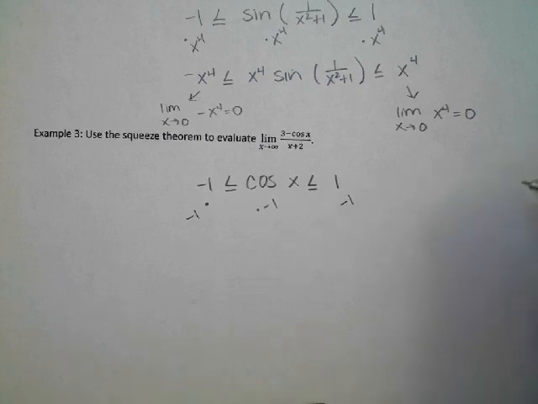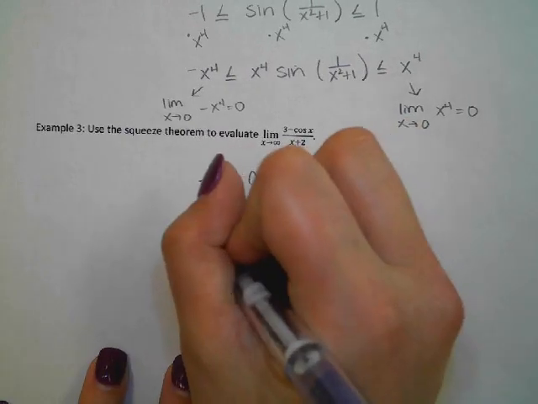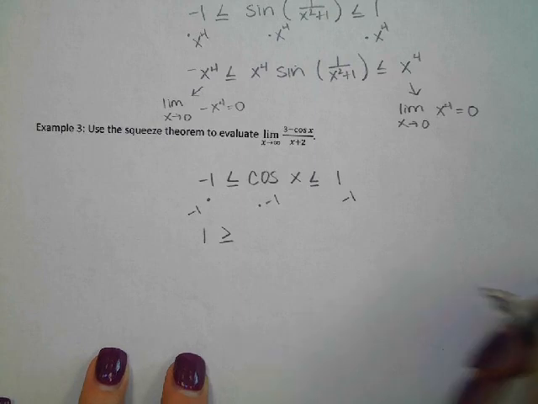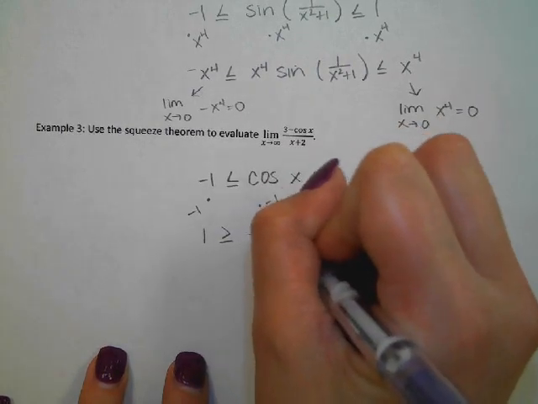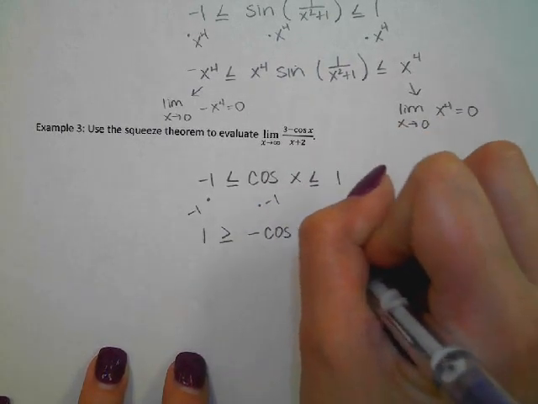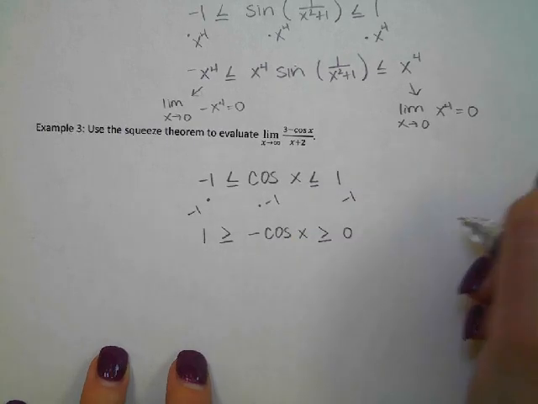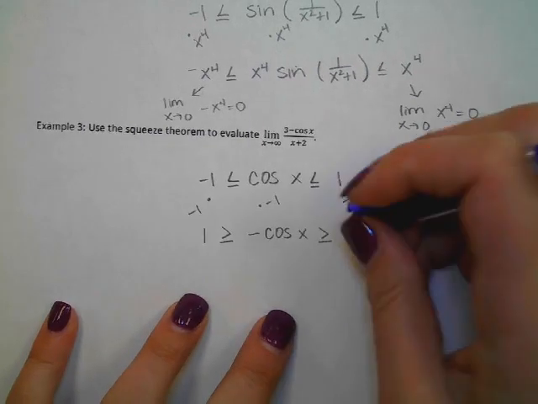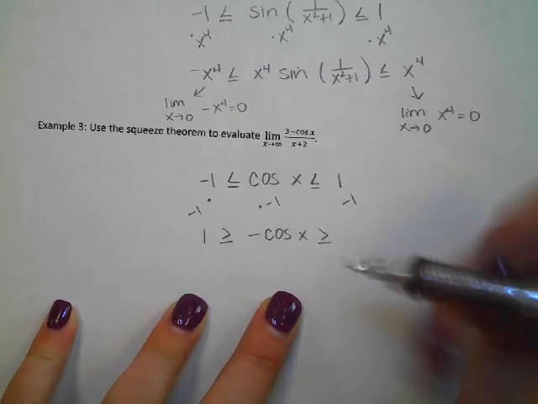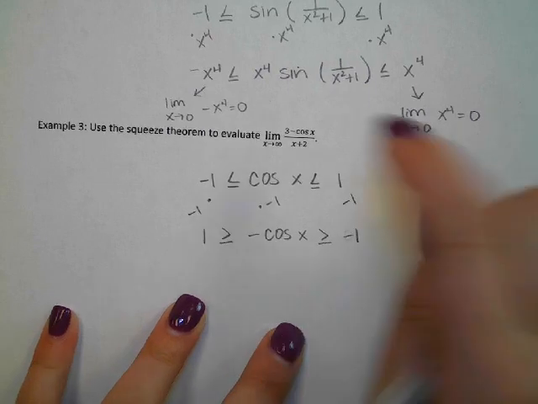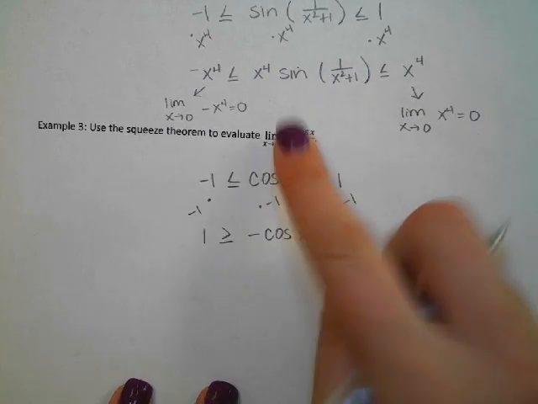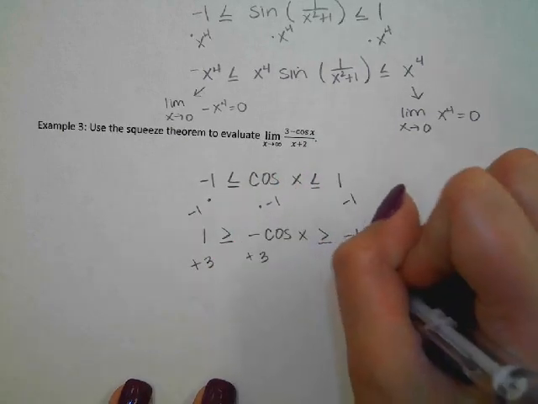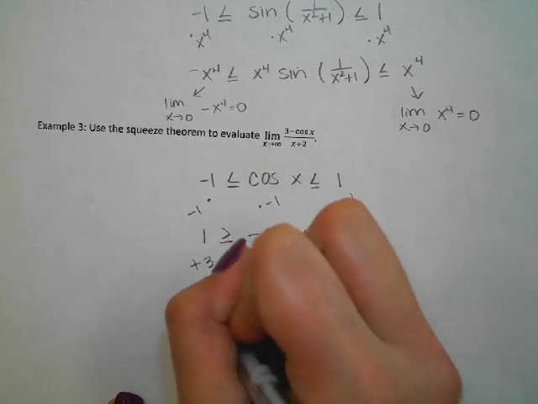Okay, so I multiply by that -1, and that makes this a +1. It changes my inequality symbol, and it makes this a negative cos. All right, so now, oh, I was multiplying, not adding, -1. Okay, so now I need to get the 3 in the front, so I'm going to go ahead and add 3. So 3 plus 1 is 4.